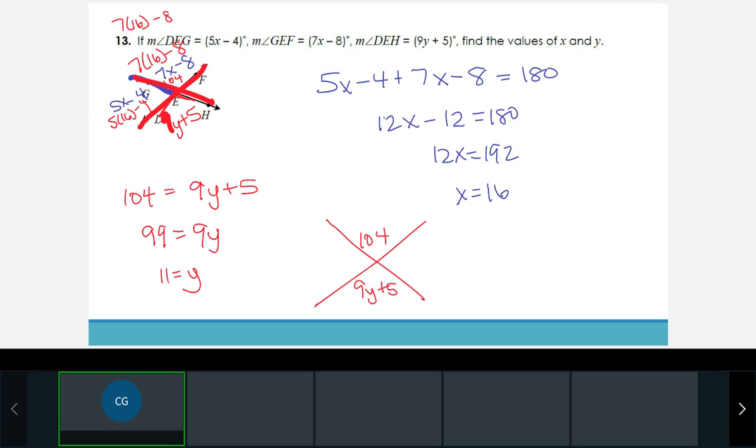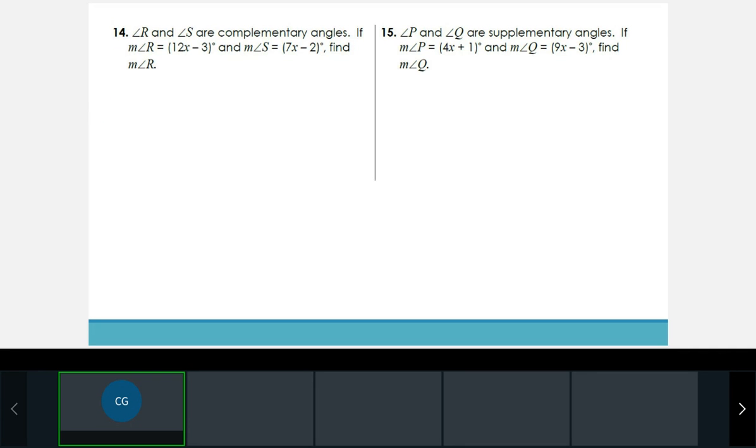Okay, I want to make sure that we cover everything here. I am going to leave numbers 14 and 15 here for you to practice. The answers are on the answer key, so you can check your work. And if you get stuck, you know you can ask me for help. But I want to make sure we cover all of the notes.